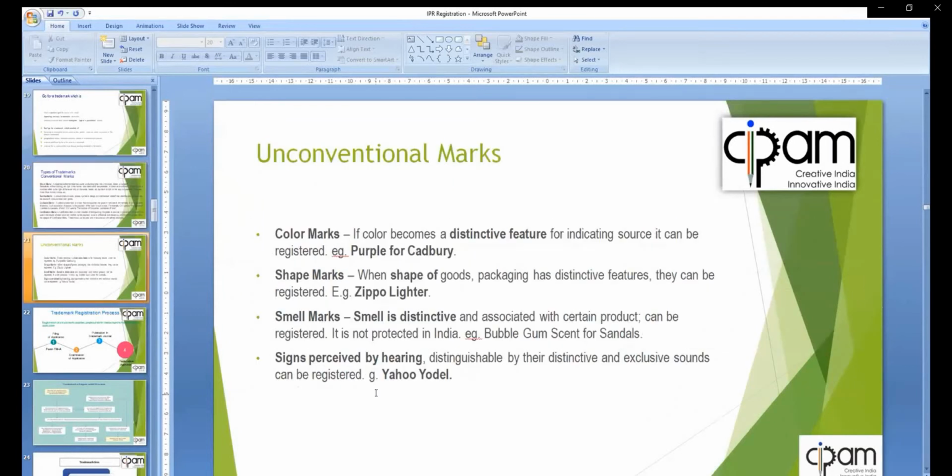Unconventional marks, for example the color mark having a distinctive color, such as the purple color package for Cadbury. Shape mark: the shape of the product represents the goods. And smell mark, for example bubble gum having a specific smell. And the sound mark, like the yodel of Yahoo. When you go to Yahoo, there's a significant sound. So that is a trademark.